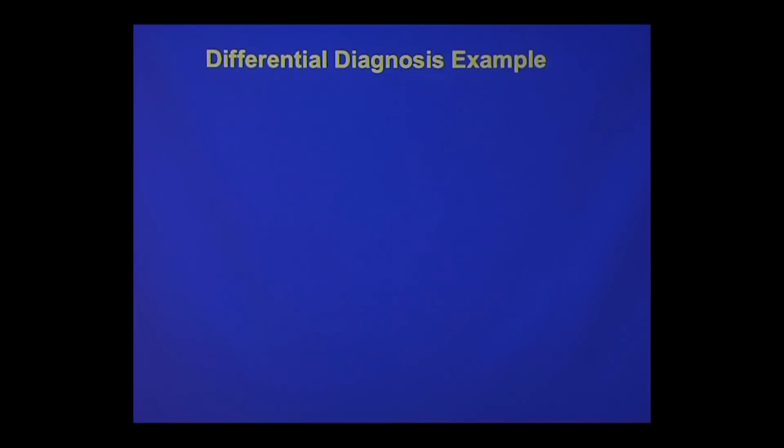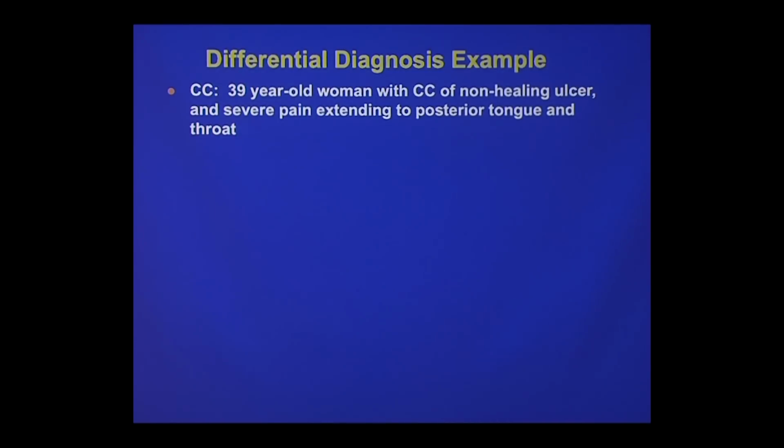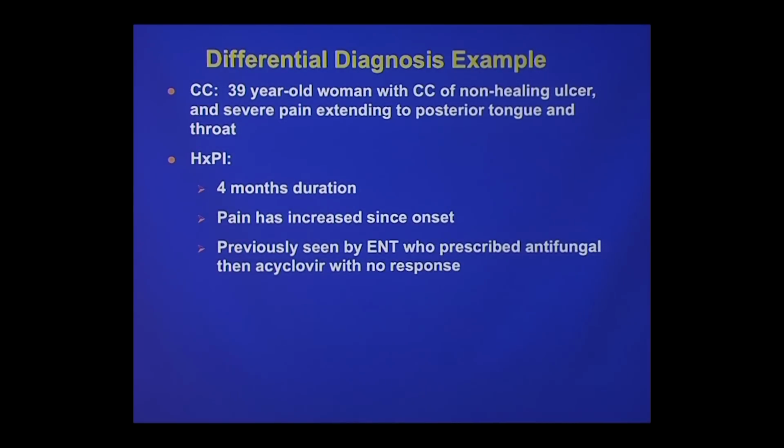So now, another example here of a 39-year-old woman who has the same chief complaint as our 60-year-old patient, a non-healing ulcer. She has severe pain, and she said the pain radiates back into her throat. She has had this for 4 months. The pain has actually increased since it started. She's been previously seen by an ear, nose, and throat doctor who prescribed an antifungal medication, thinking maybe it was a yeast infection, then gave her acyclovir to treat herpes, thinking maybe she had herpes. There's been no response. And she's in good general health.